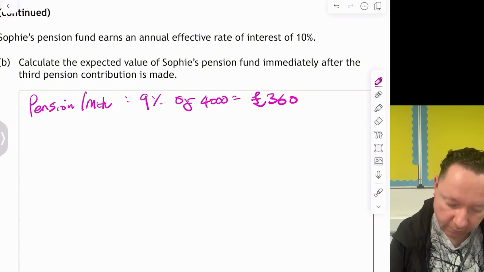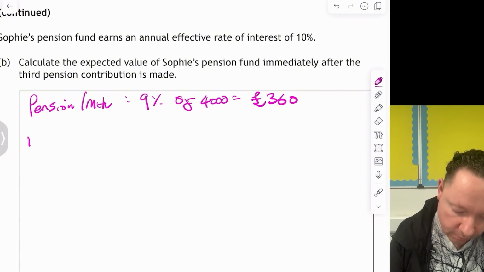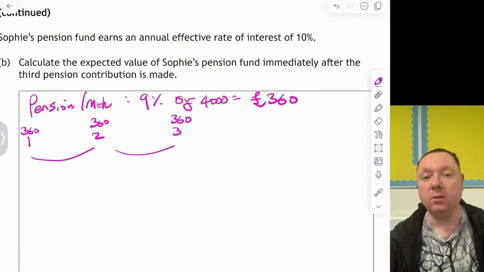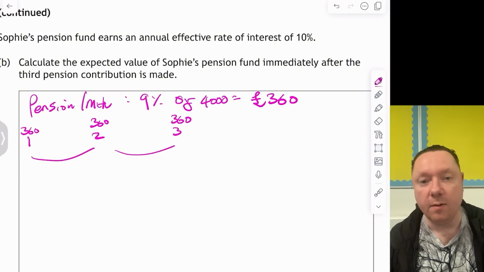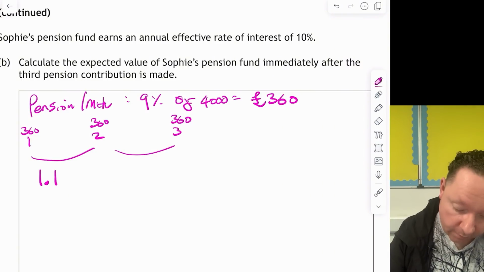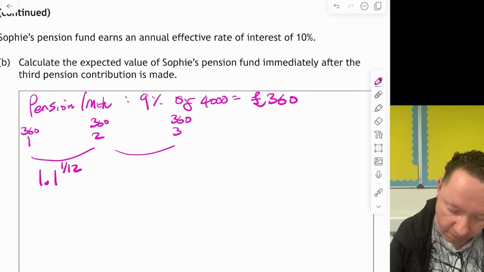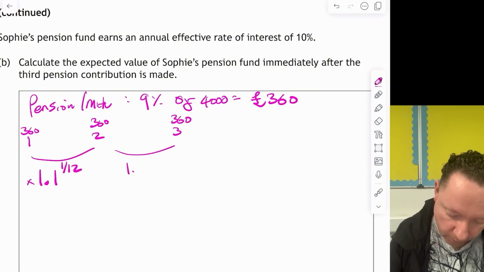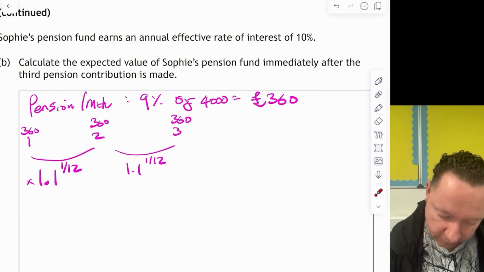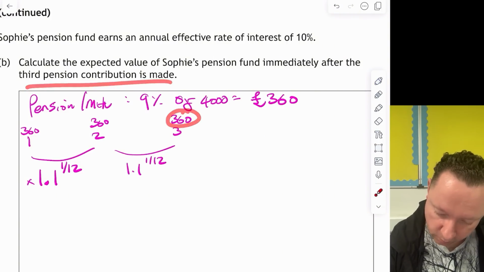So it's just a little timeline. We've got month 1, we've got month 2, we've got month 3. She puts 360 in. We've got an interest, then we've got 360 in. We've got an interest, then we've got 360 in. And what is the interest? Well, it's 10% per year, so I need to change that to a monthly interest. So it's 1.1 to the power of 1/12, because it's only every month. So that's what we're timesing by. And if we're timesing the last one, well, immediately after the third is made, so no, that's when we stop.